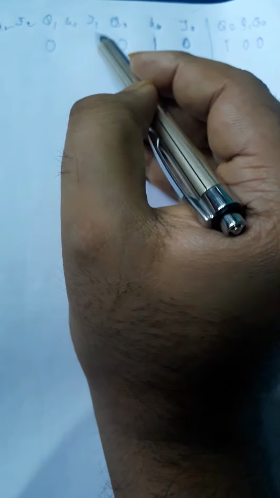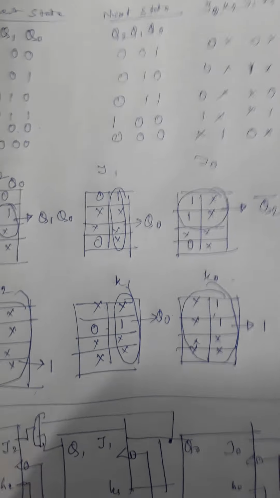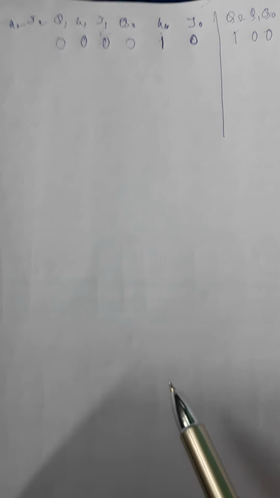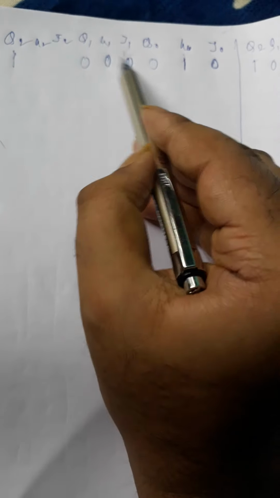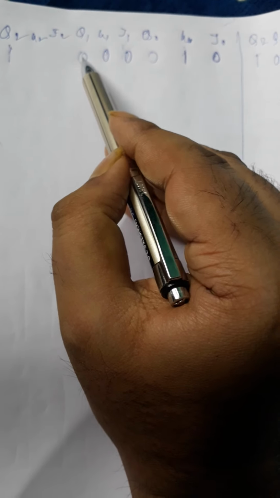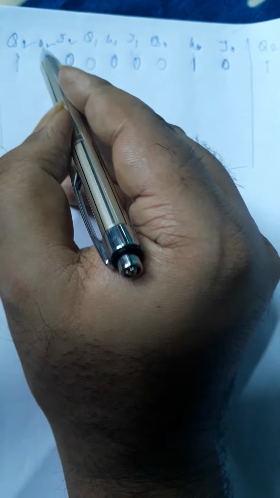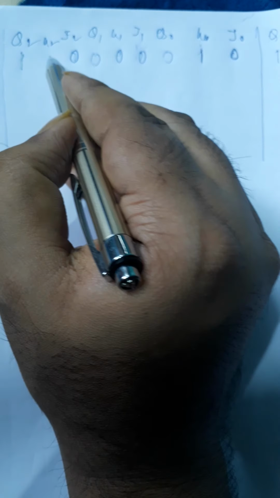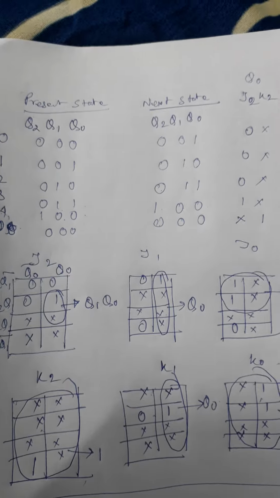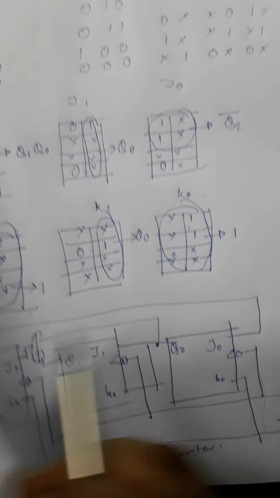What about J1? J1 is Q0, and K1 is also Q0. Q0 is 0, so these two also become 0. What about J2? J2 is the AND of Q1 and Q0. Both are 0, so obviously J2 will be 0. And K2? According to the design, K2 is 1.